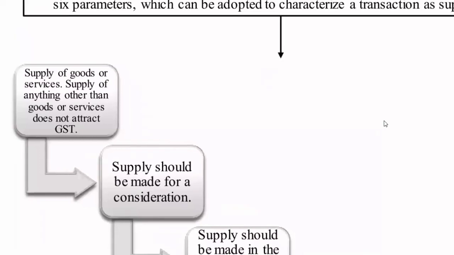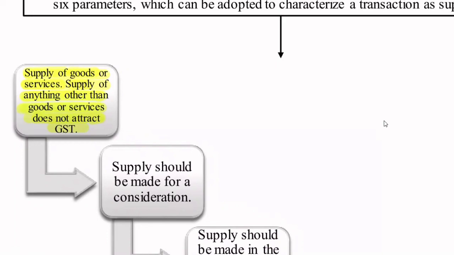Okay, so supply of goods or services. Supply of anything other than goods or services does not attract GST. Some basic things they are saying. After this we'll discuss what goods actually are and what services actually are. But they're saying supply of goods or services; if anything other than goods and services is supplied, it will not attract GST.